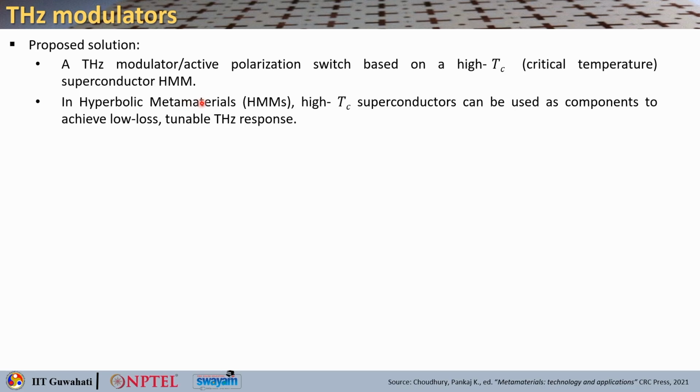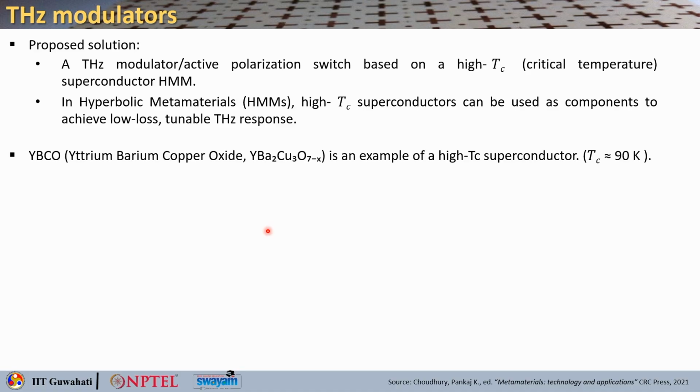So, when you say high critical temperature superconductor, they basically refer to superconducting materials that become superconducting at relatively high temperatures, typically above 30 Kelvin, as compared to the conventional superconductors. Now, in hyperbolic metamaterials, these high critical temperature superconductors can be used as components to achieve low loss and tunable terahertz response.